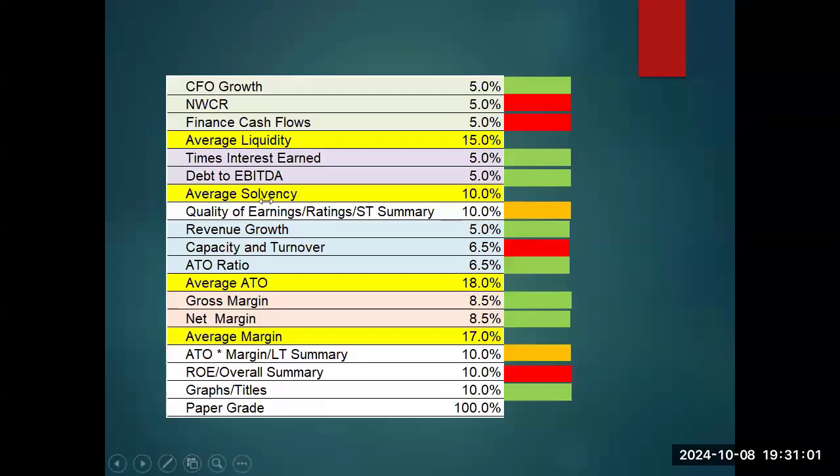So we're going to talk about liquidity, solvency to make sure this firm is a going concern. We're then going to talk about turnover and margin. Then we're going to bring it all together with ROE. On liquidity, we're going to talk about 3 things. CFO growth is an easy one. You just have to look at the CFO growth of your firm and give an adjective or an adverb to it, whether it's strong or weak, those kind of things.